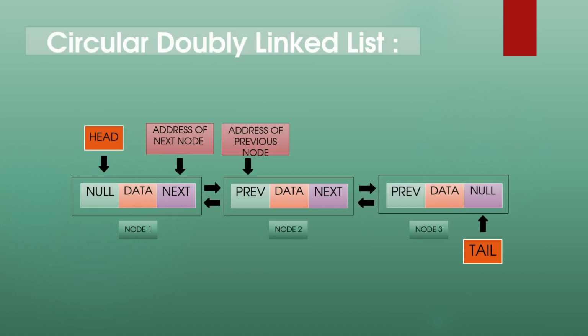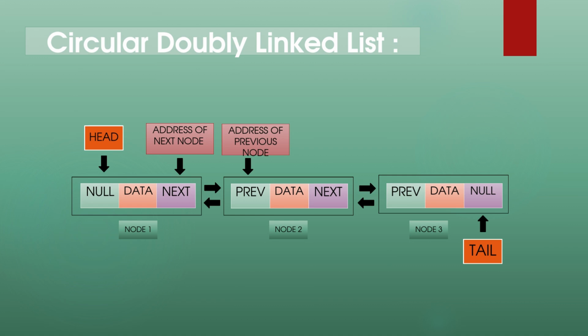Previously, we saw what a circular doubly linked list is. A circular doubly linked list is a complex data structure where each node has three main parts. The first is the data, the second is the next, and the third is the previous. Data holds the actual information or value. Next is the pointer to the next node of the list. Previous is the pointer to the previous node in the list.